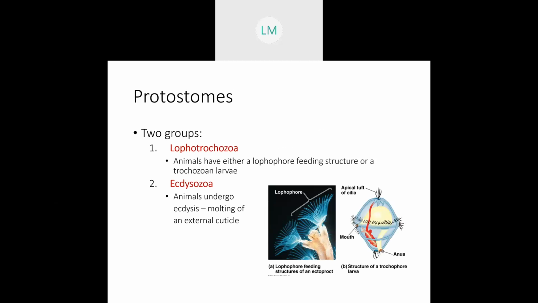So scientists kind of just mashed these words together, both lophophore and this trochophore, and now we have Lophotrochozoa as our group here. You either have one of those structures. The other group of protostomes is called the Ecdysozoa group. This is an animal that does what's called ecdysis, which is where you molt an external cuticle to get larger. So in order to get larger, you have to molt this covering you have on the outside. Okay, so that's a process called ecdysis.